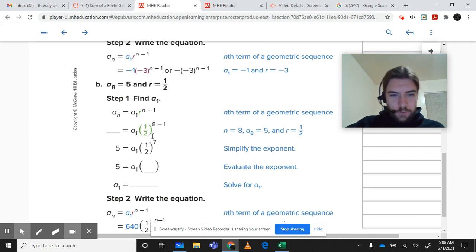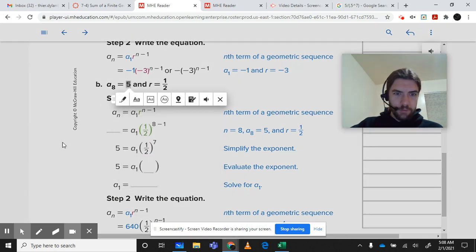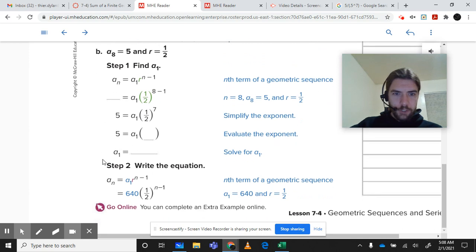640. So 640 would be our first term. We must have had 640. We multiplied it by 1/2 over and over, and eventually got down to 5. Okay, writing out that equation, we'd say 640 is our first term, and our common ratio is 1/2. Therefore, our formula is a sub n equals 640 times 1/2 to the n minus 1 power.